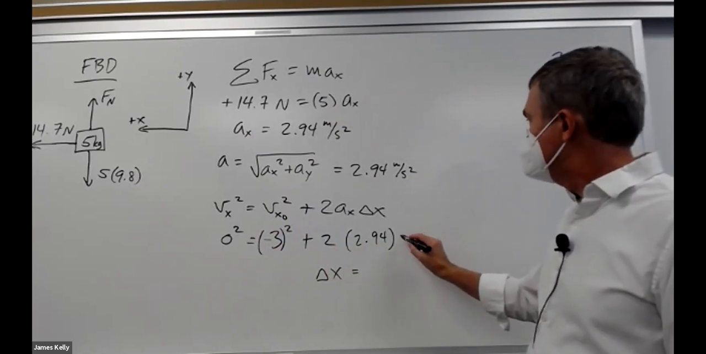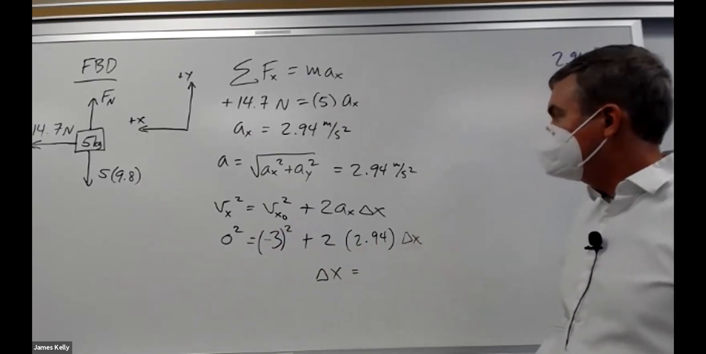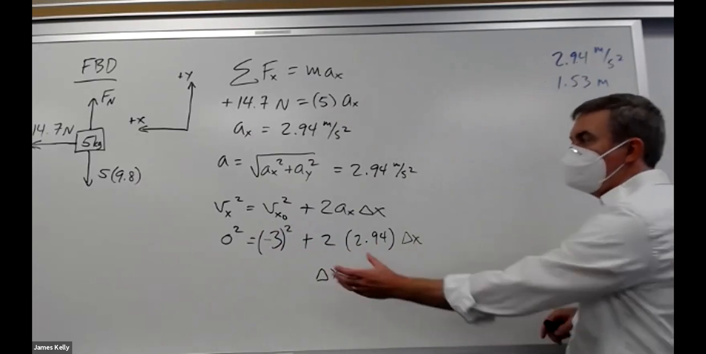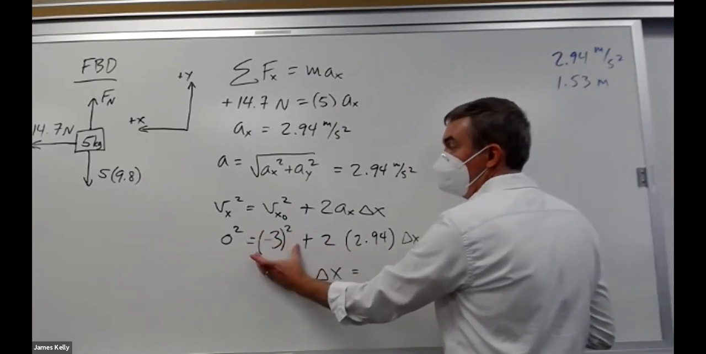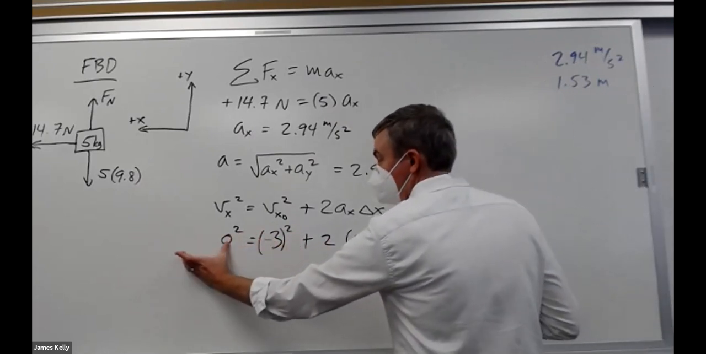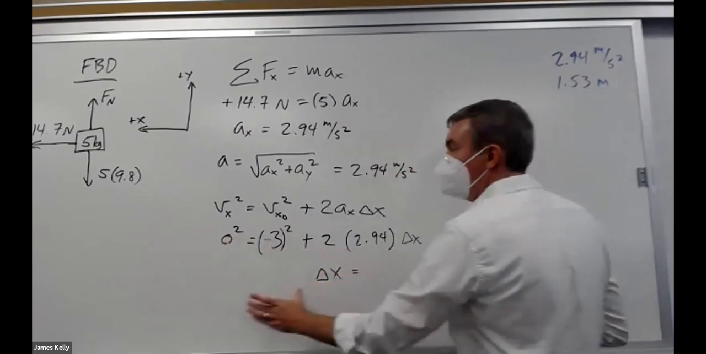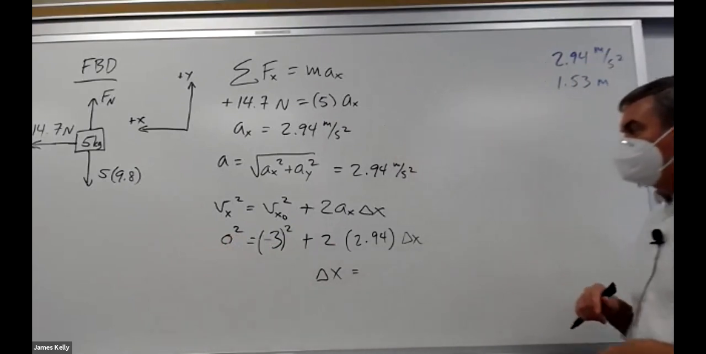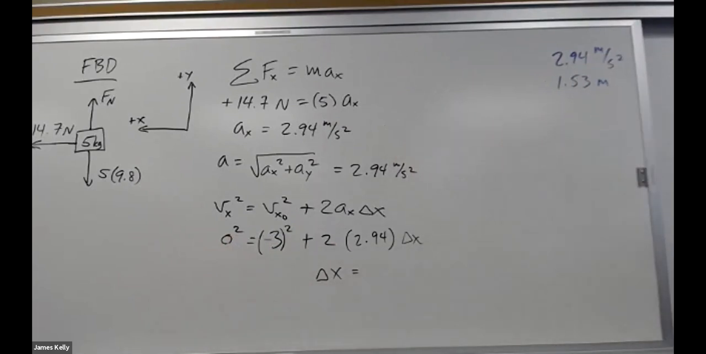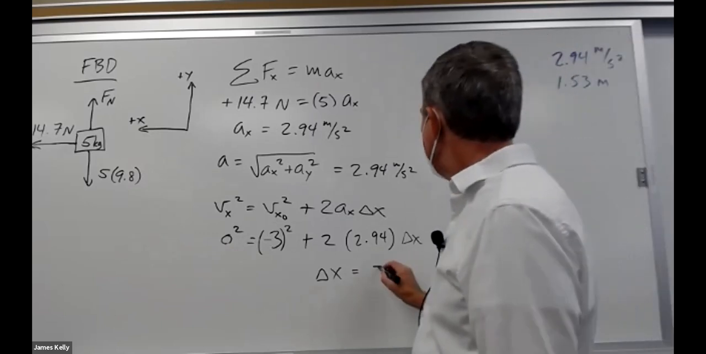Okay, so it's this times delta x. And when I solve for delta x, I get something that's negative, right? This thing is positive after you square it. I bring it over here and it's negative, so I've got a negative number. And then I divide by this positive number here. A negative number divided by a positive will be negative. So my delta x is negative 1.53 meters.